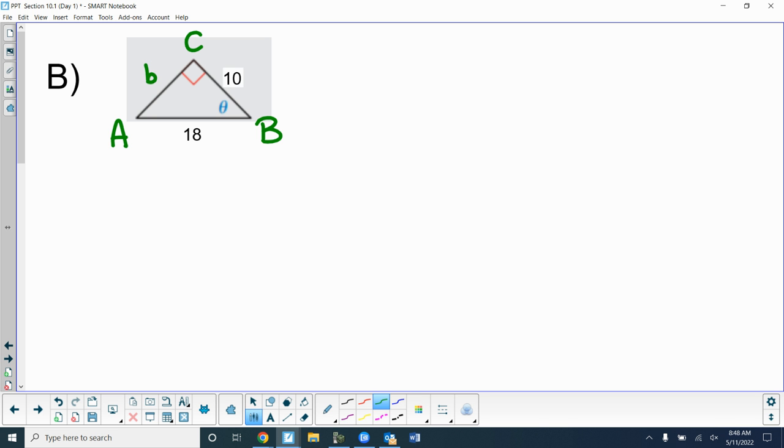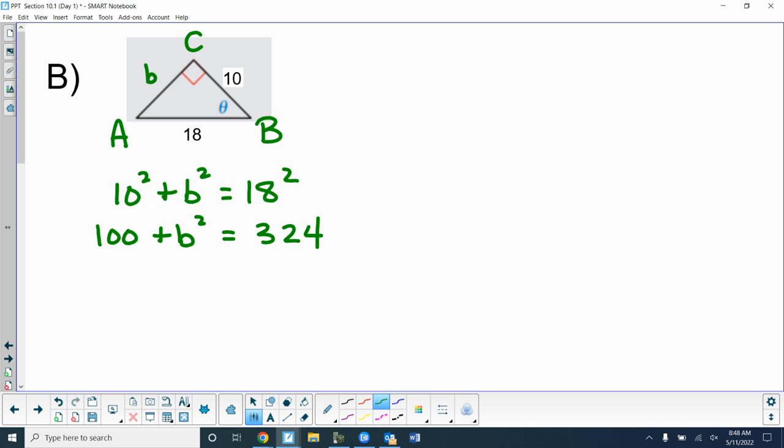A squared plus B squared equals C squared. So we got 100, and I think that's 324. Somebody check me: 18 squared, 324? All right, thanks. So what am I going to do with the 100 now? Subtract it, which is 224.